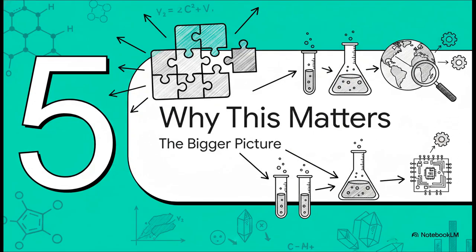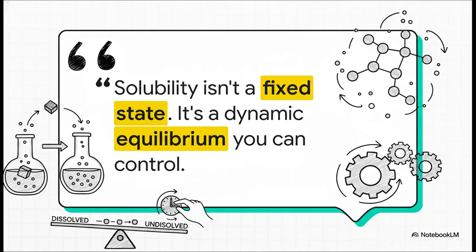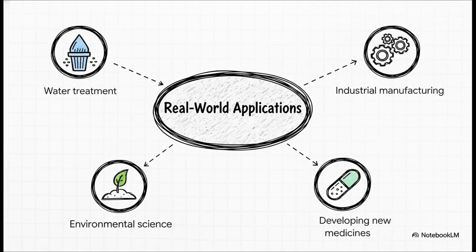So we did it. We solved the puzzle. But why does this one case matter in the grand scheme of things? Let's kind of zoom out for a second and look at the bigger picture. If there is one single thing to take away from all this, it's this. Solubility isn't just a simple yes or no. It's not some fixed state. It's a dynamic, shifting balance, an equilibrium that you can actually manipulate and control if you know the rules of the game. And believe me, this isn't just some academic exercise.